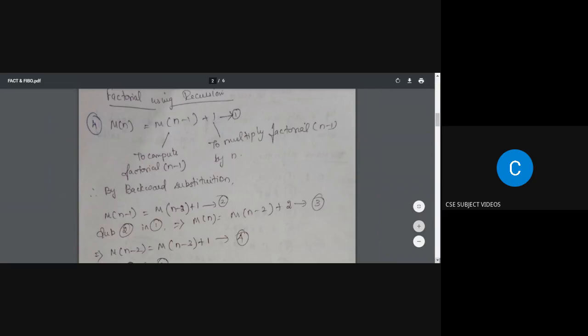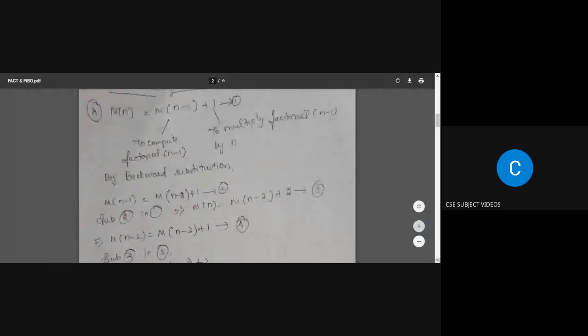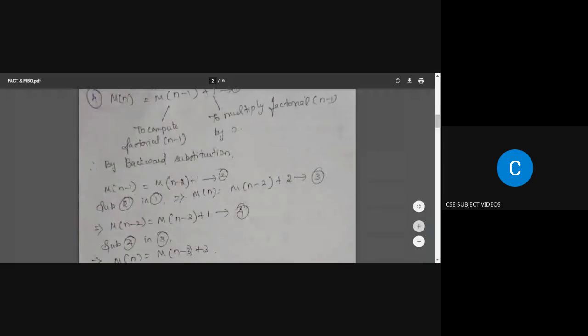So how to solve this? You can solve either by using backward substitution or by means of the forward substitution technique. So I am going with backward substitution. Let us take m of n. We already know that m of n equals m of n minus 1 plus 1. That is the first equation.